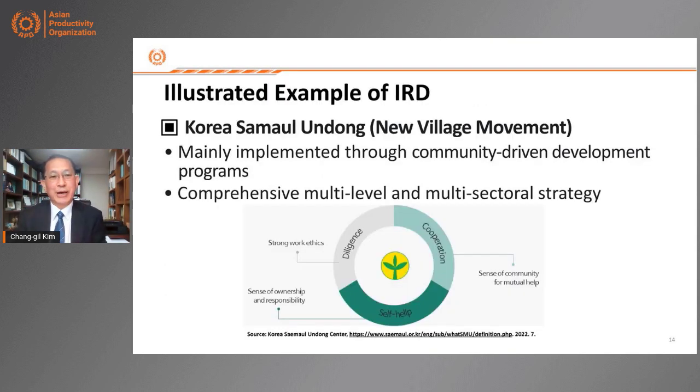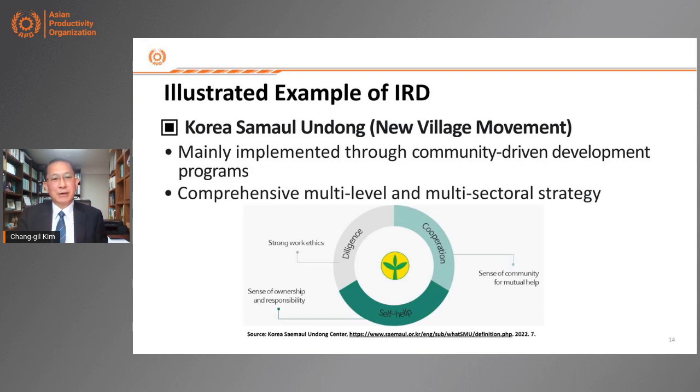As an illustrative example of inclusive rural development, I'd like to suggest the case of the Republic of Korea, the Korea Saemaul Undong. Saemaul means new village, and Undong means movement. So the English name is the New Village Movement. However, Saemaul Undong is a very unique terminology in global society, so I use Saemaul Undong.